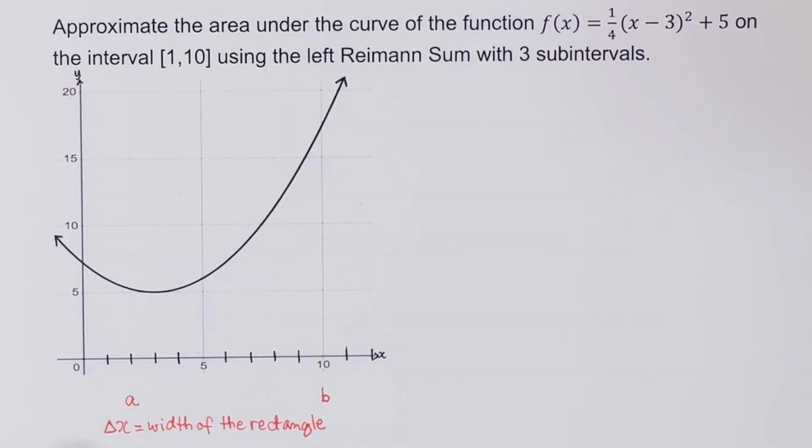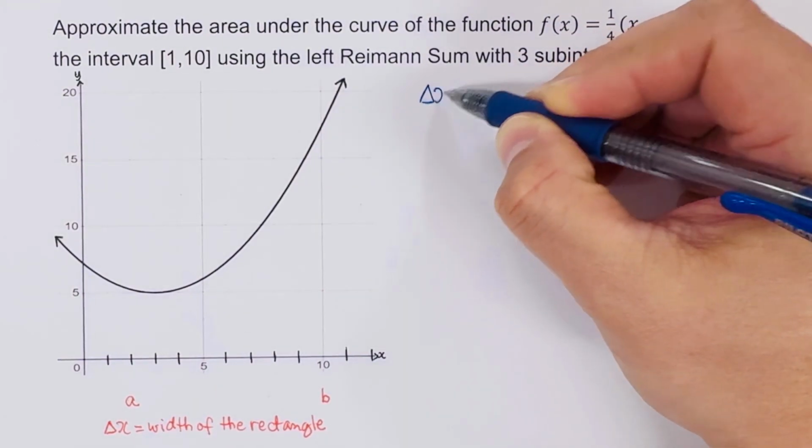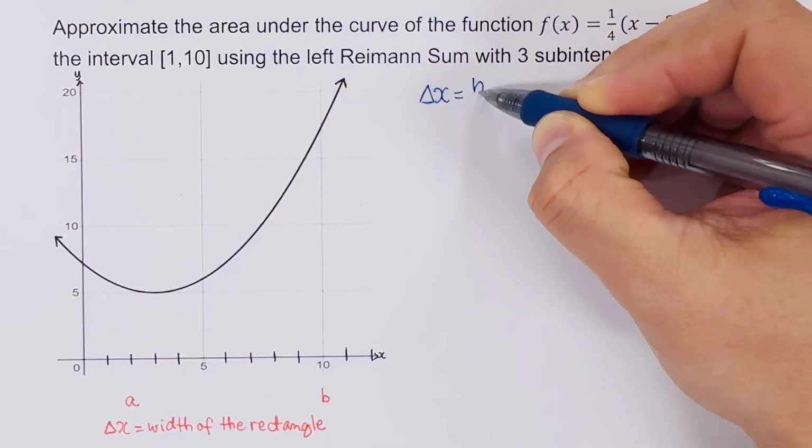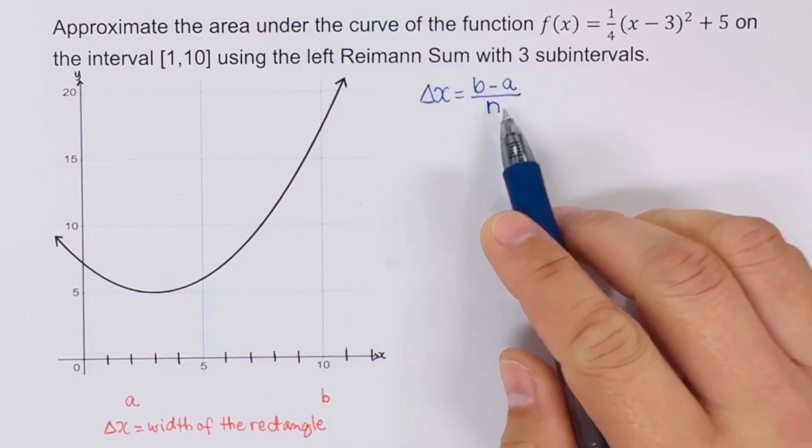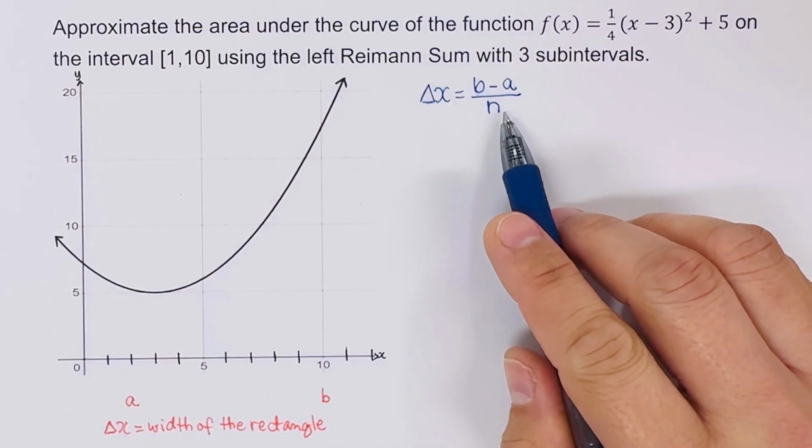The formula for delta x, which we represent as the width of the rectangle, is delta x equals (B minus A) over n, where n represents the number of sub-intervals.